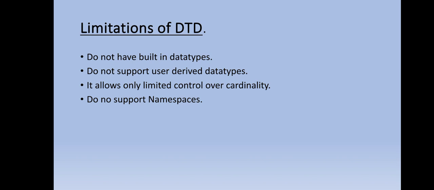As I said, XML schema can replace document type definition because DTDs have some limitations. They do not have any built-in data types and do not support user derived data types. Document type definitions only allow limited control over cardinality, which means the number of occurrences of an element within its parent, and they do not support namespaces or any simple way of reusing or importing other schemas.